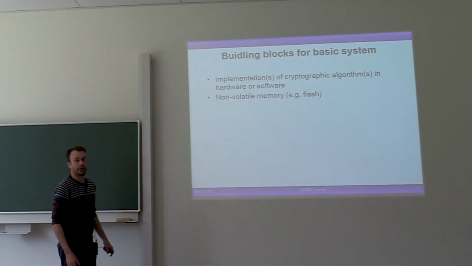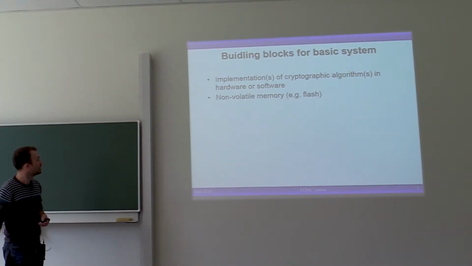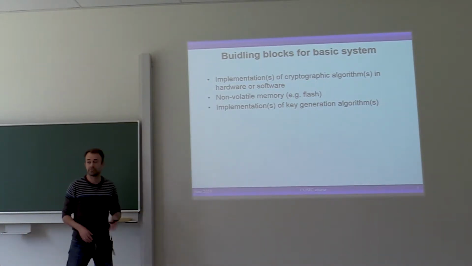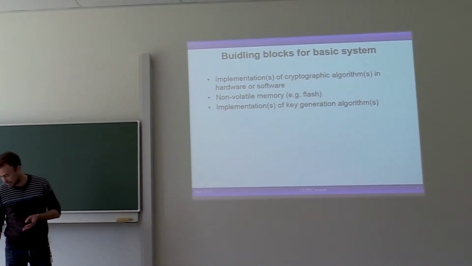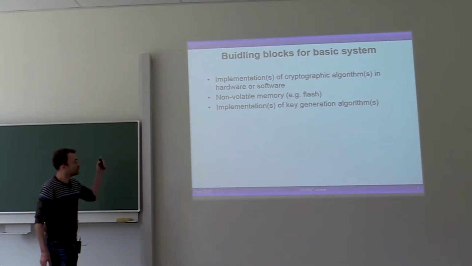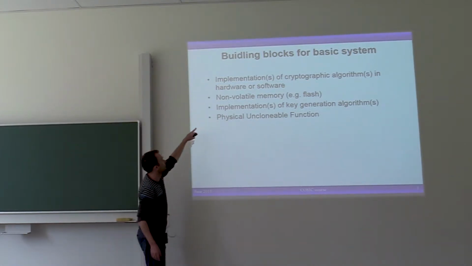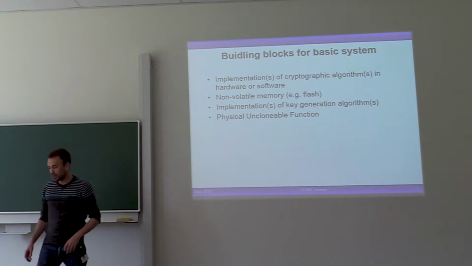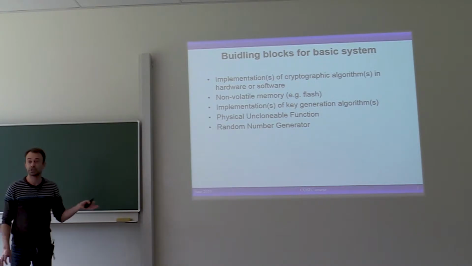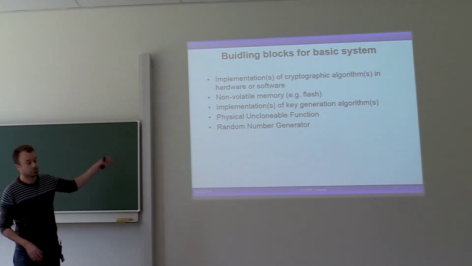We'll need some non-volatile memory to store the keys, or to store whatever other system parameters, IDs, and so on, stuff that we have to remember. We'll need key generation algorithms or key derivation algorithms, these sort of things. We'll speak today about an alternative for these 2 points, so for the NVM and for the implementations of key generation algorithms. We'll hear something about physical unclonable functions. And of course, we need a random number generator in the system because we need all these random bits.